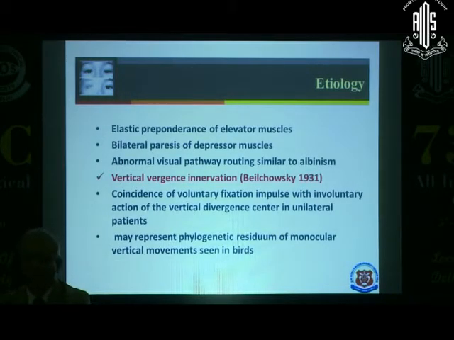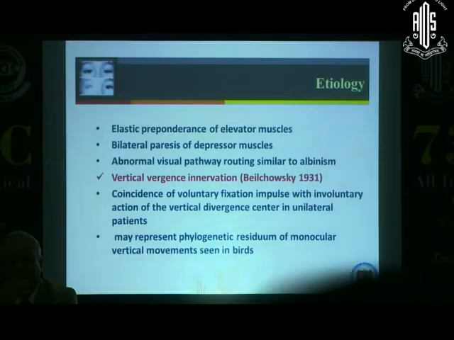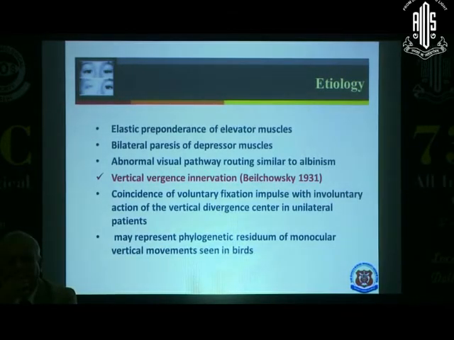Etiologically, the most accepted theory is that given by Bielschowsky, that is, there is a vertical vergence innervation. The other theories that have been forwarded are elastic preponderance of elevator muscles, bilateral paresis of depressor muscles, abnormal visual pathway routing, and coincidental voluntary fixation, and it has been suggested that it may represent the phylogenetic residuum of monocular vertical movements which are seen in birds.